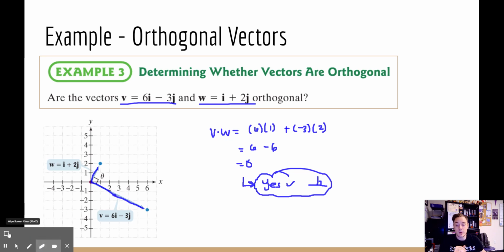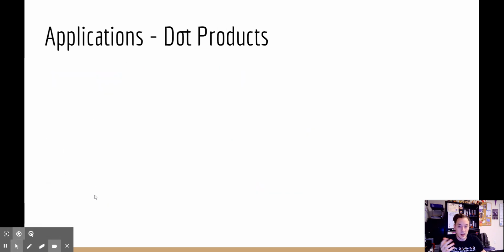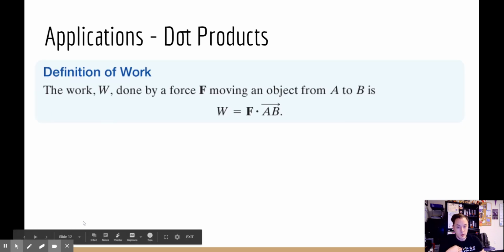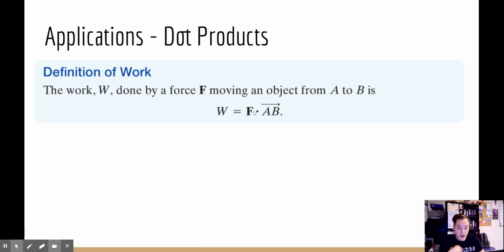All right? But that's orthogonal vectors. You can see whether or not it's an orthogonal vector by just completing the dot product, and if it's equal to 0, then it's orthogonal. So what is my work formula? Well, my work formula is as follows. It's W equals F times vector AB. So if it's moving from A to B.